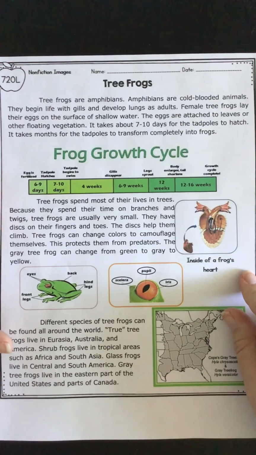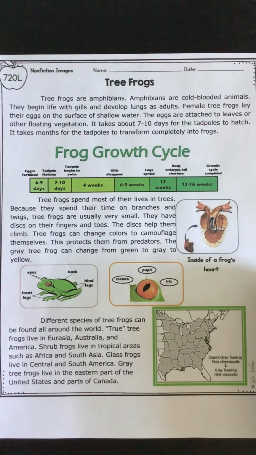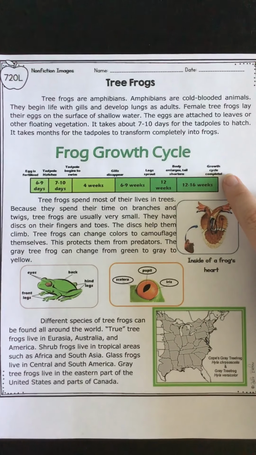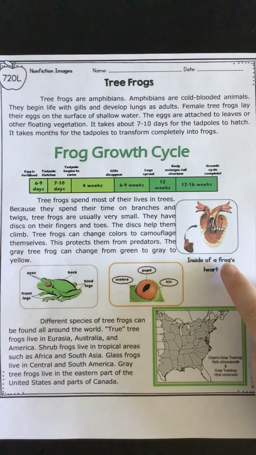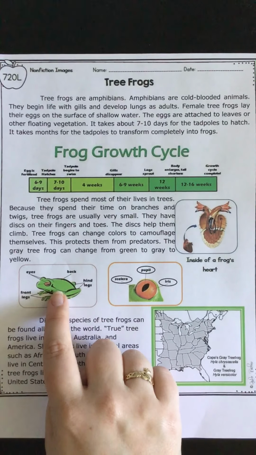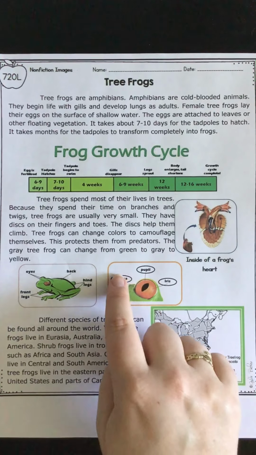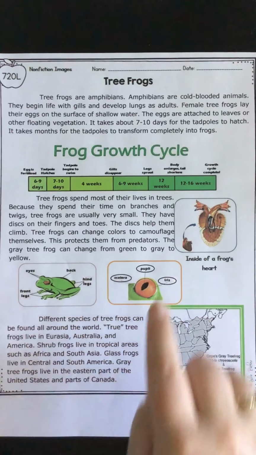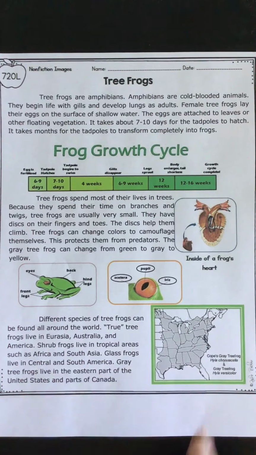So there were so many features of nonfiction text here, so I'm going to go through what we've seen so far. We've seen a timeline. We have seen a cutaway. We have seen a caption. We have seen a diagram with labels. And we have seen a photograph with labels. Now I'm going to read the third paragraph and get to my last feature of nonfiction text.